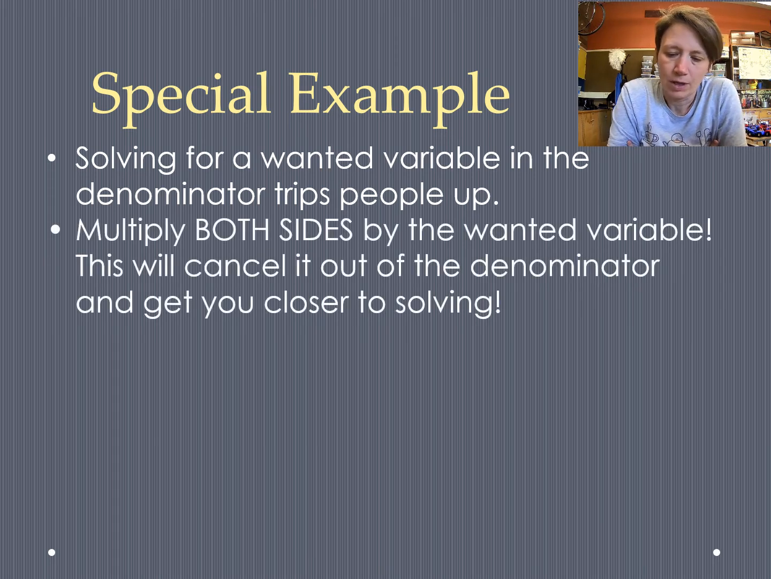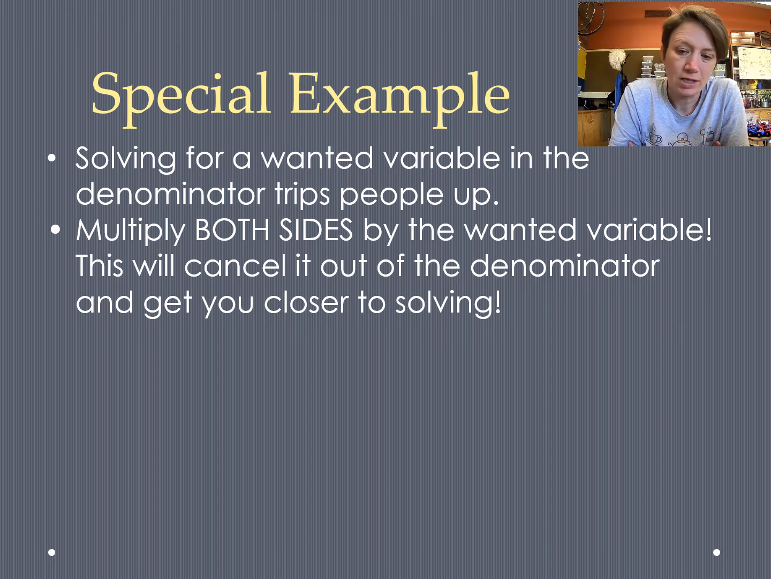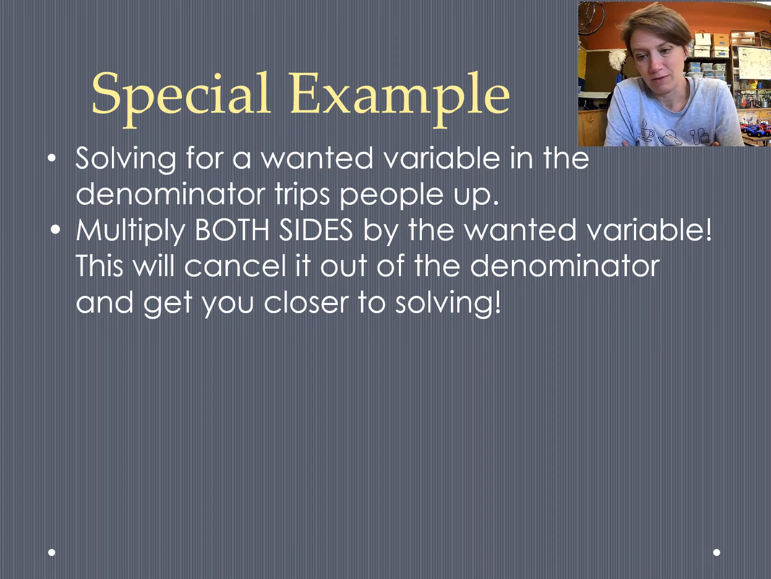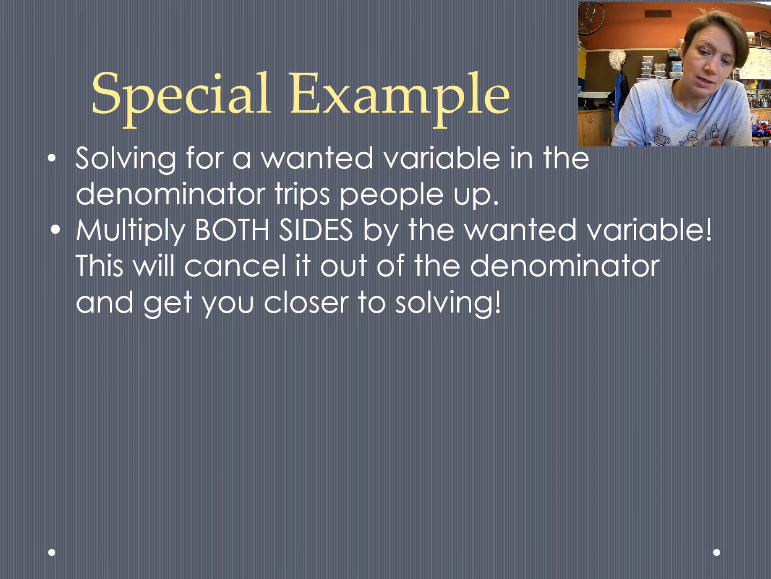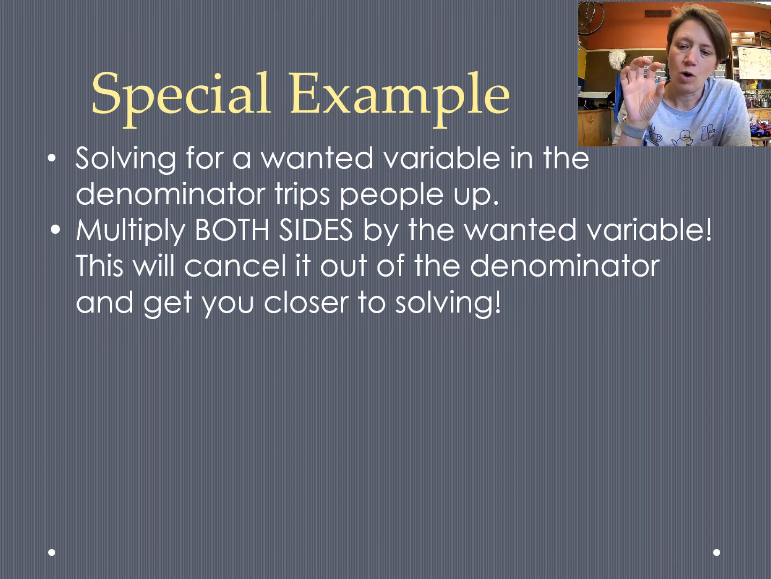The key step to keep this from tripping you up is that we don't want the wanted variable in the denominator. So what we're going to do is multiply both sides of the equation by the wanted variable. It's kind of interesting because what that does is it actually cancels out that wanted variable on one side of the equation, but it brings it back into the other side. So it lets me get rid of the wanted variable in the denominator, but keep it in the equation, which is really useful.